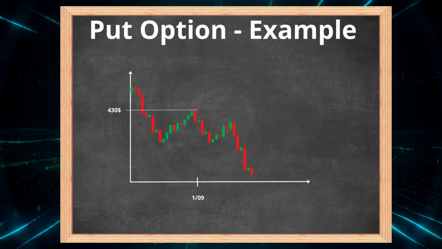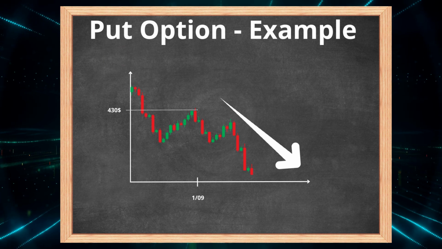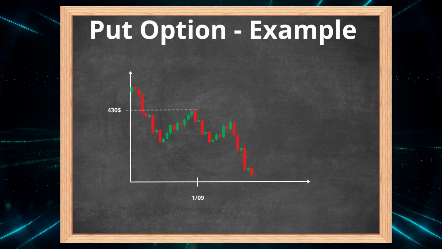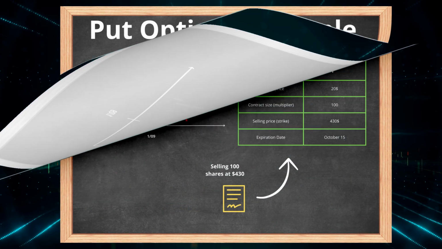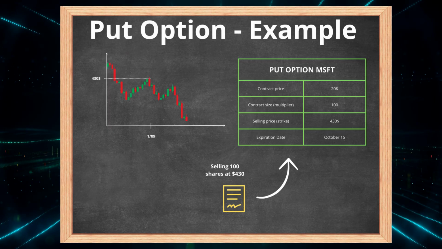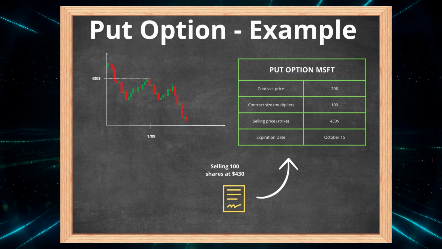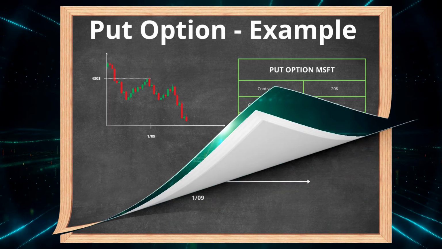Now let's say Microsoft announces poor results and the stock drops to $200. Your put option would now be worth approximately $130 per share, which translates to a total value of $13,000 including the multiplier. At that point, you could exercise the option and sell your shares for $430, giving you time to decide whether or not you want to continue holding Microsoft in your portfolio.